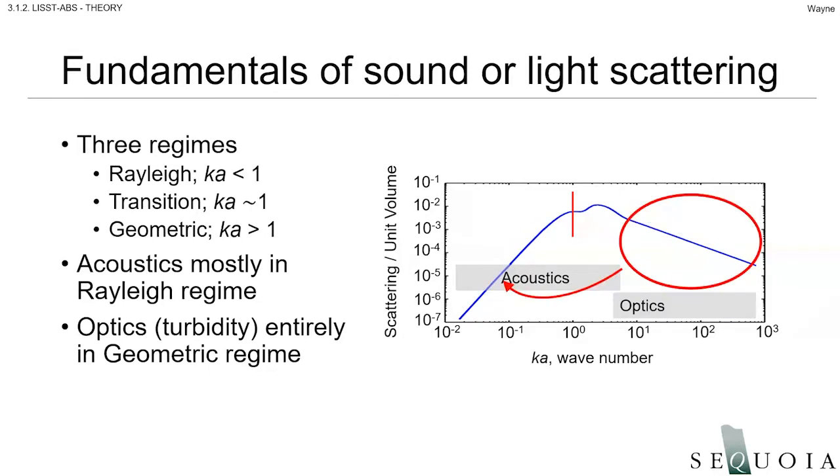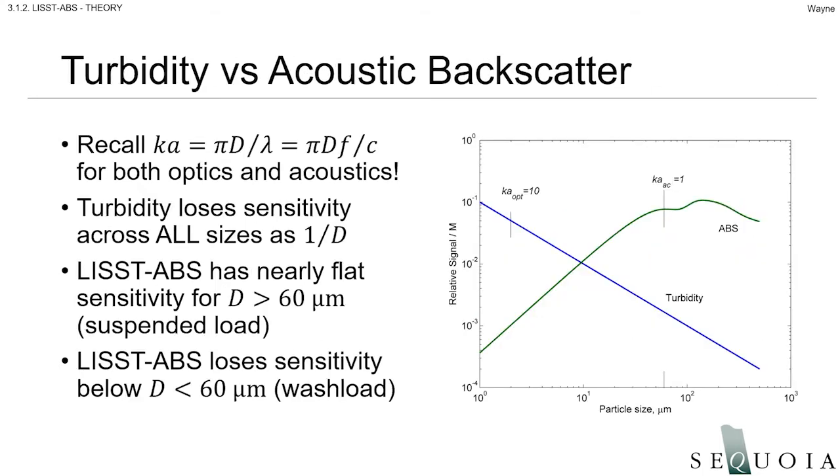Remember that we said earlier for a particular frequency that Ka varies only with size because the frequency is fixed. We can select a wavelength typical for turbidity sensors and the wavelength used for the ABS, and then we can recompute this figure purely as a function of particle size, and then we arrive here. So recall again that the idea of the wave number Ka and the 3 scattering regimes applies to both turbidity and acoustics. So it's the same fundamental physics.